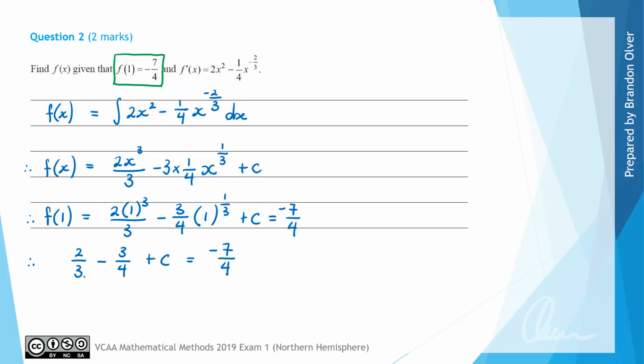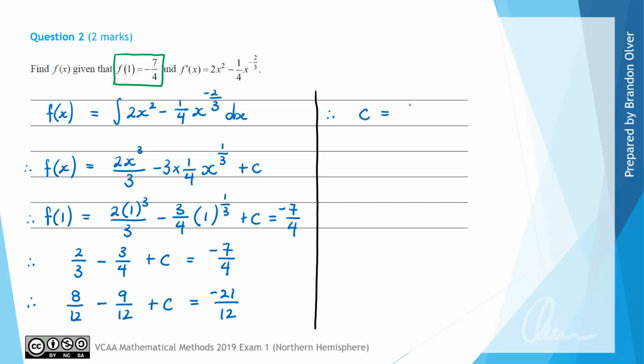Now this is simply a case of finding what the value of c must be, and as we have denominators of 3 and 4, we can find a lowest common denominator of 12, so 2 over 3 can be written as 8 divided by 12, and then subtract 3/4, which is 9 over 12, plus the value of c is equal to, and this is going to be minus 21 over 12. So therefore, if we just continue our working up here, we have minus 1 over 12 on the left hand side, so we're going to add 1 over 12 to both sides, and we find c is equal to minus 20 over 12, so therefore c must equal, and this simplifies down to be minus 5 over 3.